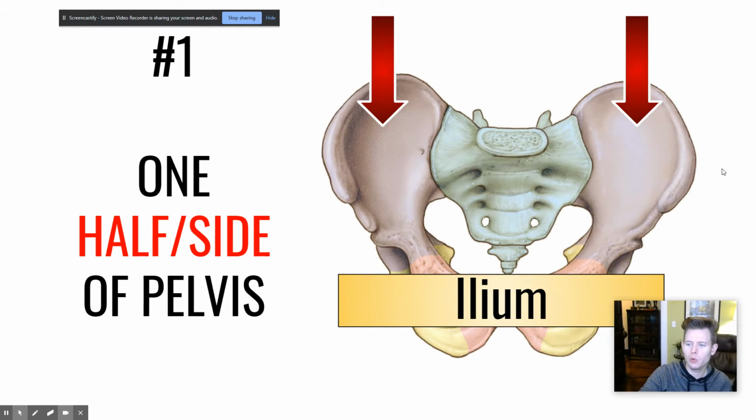So we have these two crest-like structures. These are called the iliums. Now this is the sacrum. But anyway, this whole entire structure is the pelvic girdle or the pelvis. So made up of two iliac crests or two iliums. So that's what it is. Ilium is one half of the pelvis.